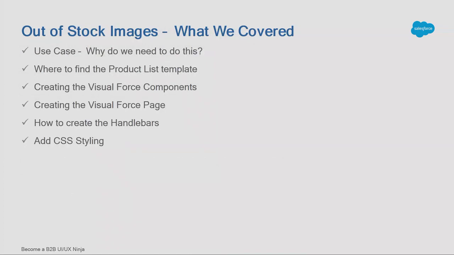All right, quick recap. What did we just do? So we basically made our out-of-stock products appear different on the storefront. And so we did, similar to our previous exercise, we found the templates we wanted to override. So it was two templates this time, the list view and the grid view.